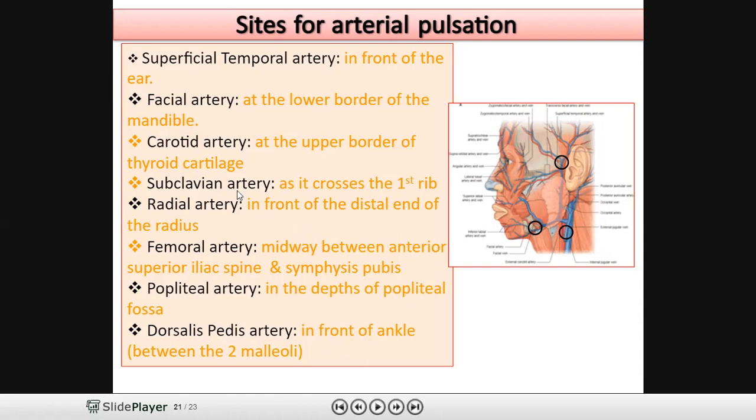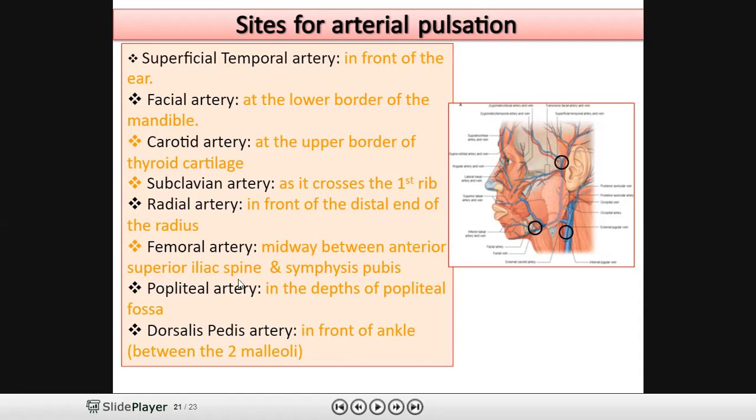Then the subclavian artery, as it crosses the first rib. Around the first rib, the subclavian artery, we said, will cross and become the axillary artery. You can find your pulse from the subclavian artery close to the first rib. Then you also have the radial artery in front of the distal end of the radius. In your hand, if you check the distal end of the radius, you'll be able to feel your pulse there. Then your femoral artery, midway between the anterior superior iliac spine and the pubic symphysis.